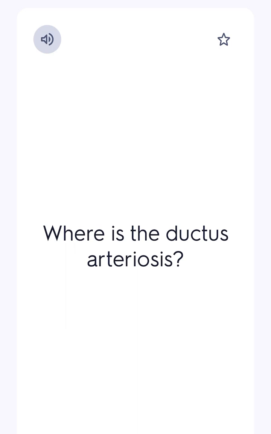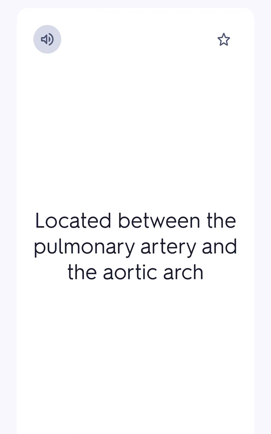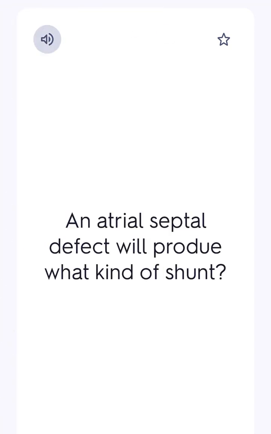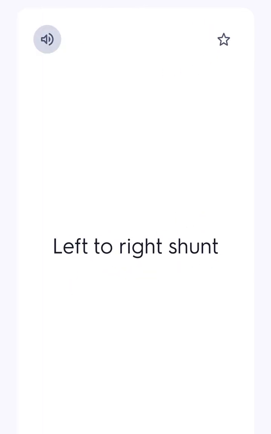Where is the ductus arteriosus? Located between the pulmonary artery and the aortic arch. A patent ductus arteriosus will produce a left to right shunt? True. An atrial septal defect will produce what kind of shunt? Left to right shunt.